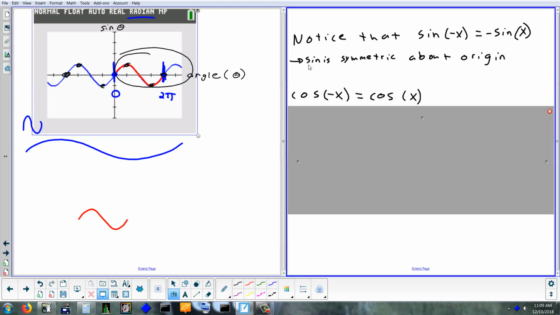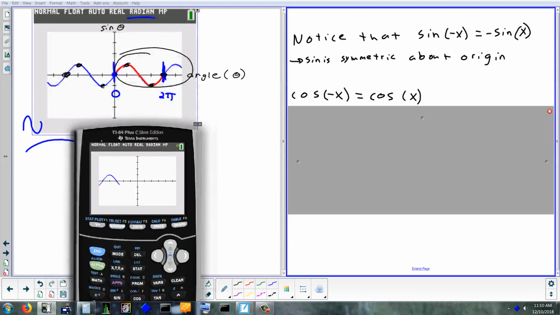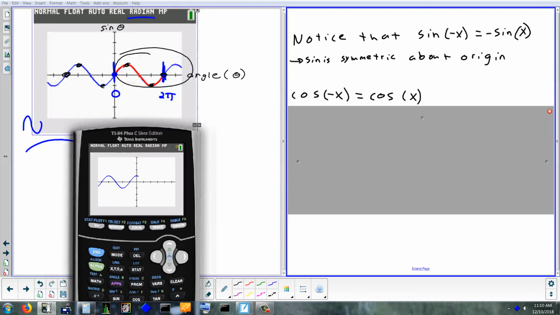Okay, let's do a similar idea with cosine. Let's graph cosine negative x and cosine positive x. So cosine negative x, cosine positive x. This is the first time we've seen the cosine, but it looks kind of the same. It's a wave. So there's cosine negative x, there's cosine positive x. Ashley, what's the difference there?